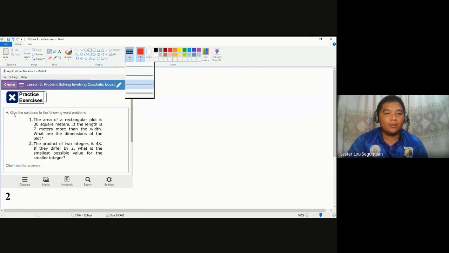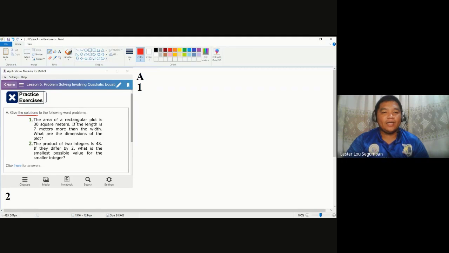So again, when we talk about solutions, we will be asked about the value of the variable which can make the equation true, or simply we're looking for the correct roots. Number one is all about the area. The area of a rectangular plot is 30 square meters. If the length is 7 meters more than the width, what are the dimensions of the plot?